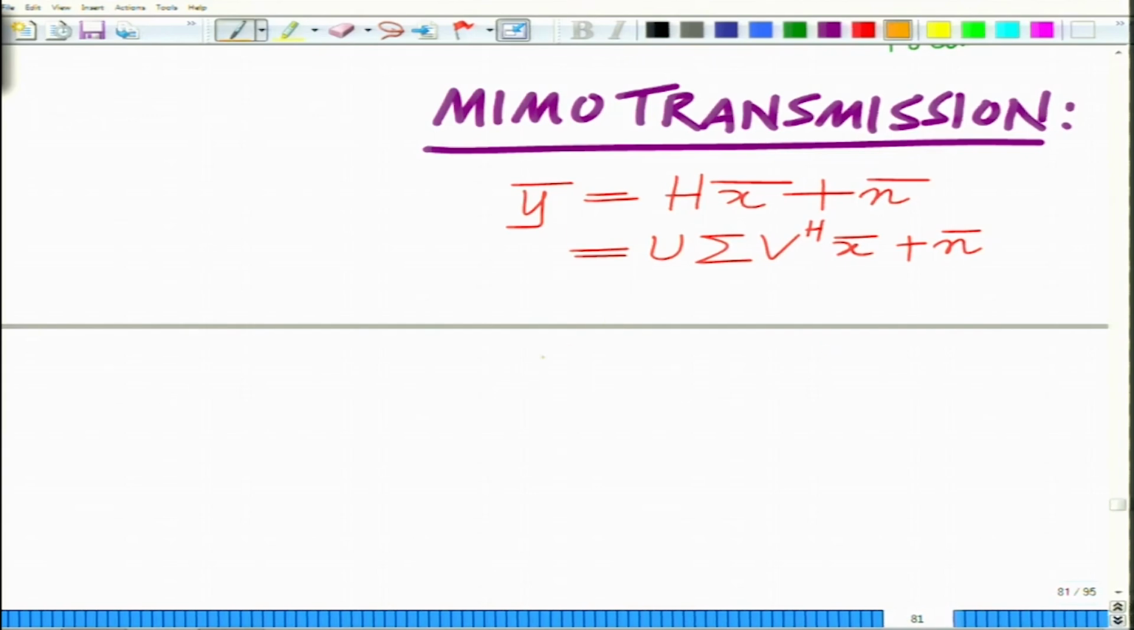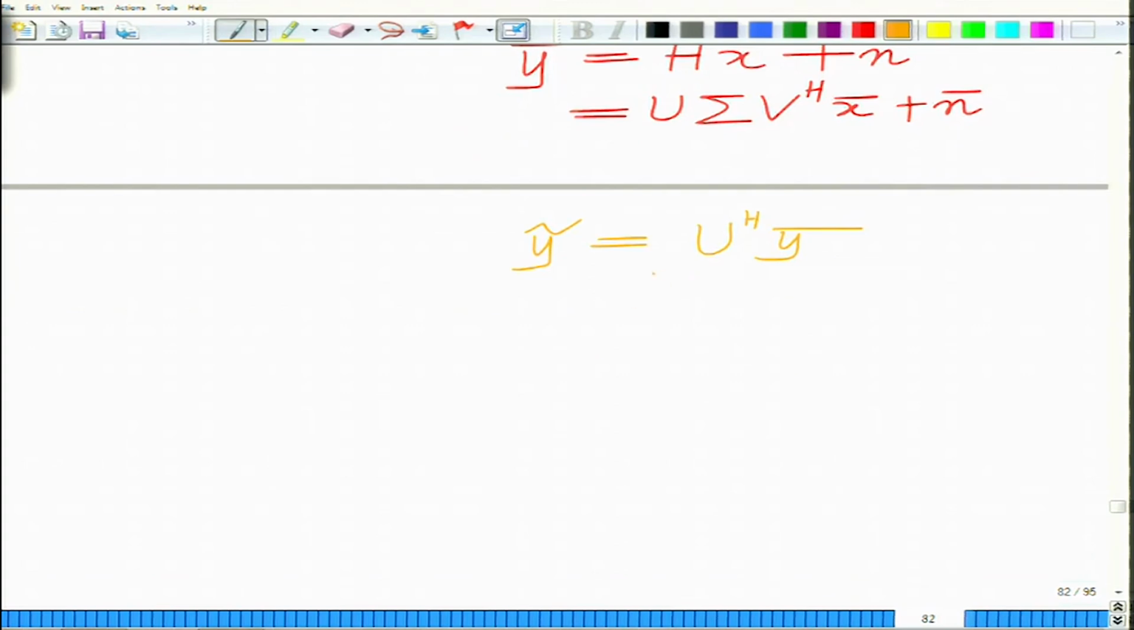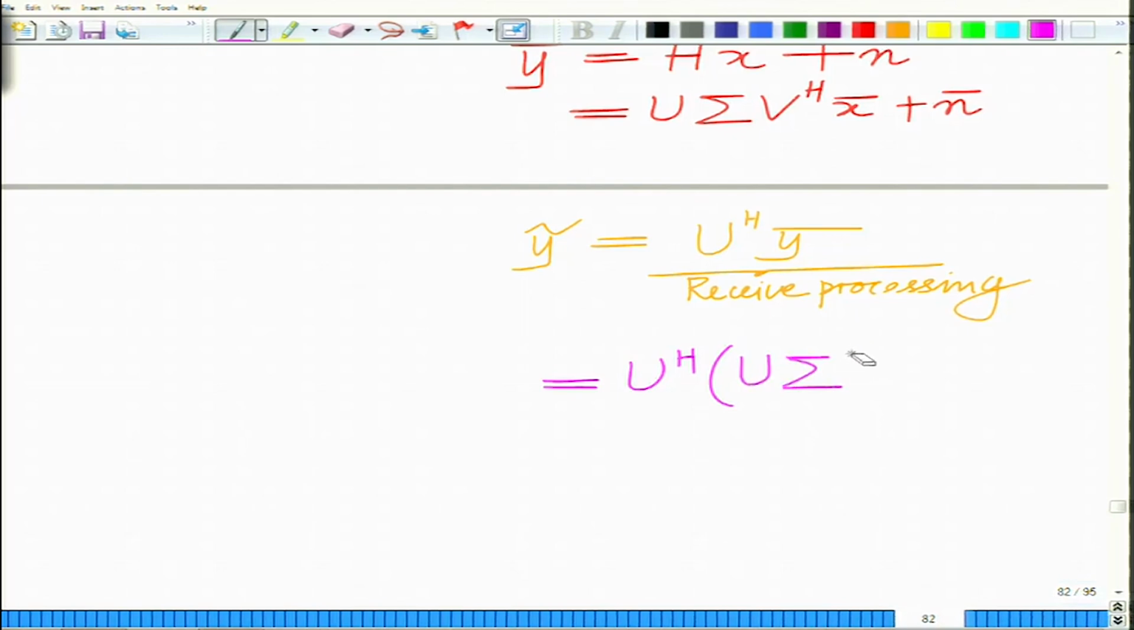Now, what I am going to do is step 1: at the receiver I am going to process with U Hermitian. So, I am going to multiply y bar with U Hermitian to get y tilde. This is my receive processing. So, y tilde equals U Hermitian, and let us substitute the expression for H, which is U Sigma V Hermitian, times x bar.